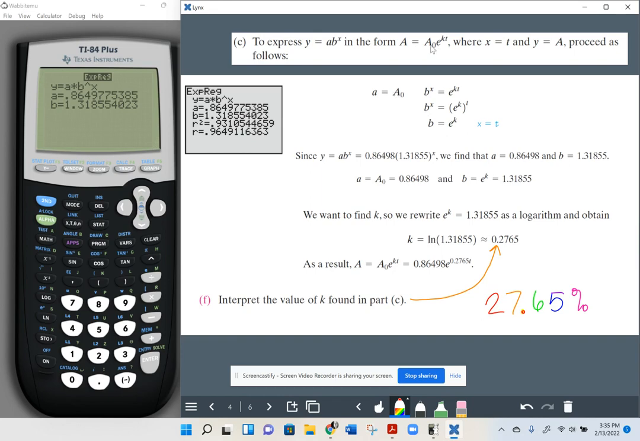This a and that a are the same. And then e to the kt is e to the ln of b. So ln of b is 0.2765, which is the rate of growth. So this thing exponentially grows at a rate of 27.65%, continuously compounding. Wild technology. It's so crazy. So that is interpreting the k, or the rate, in that part.